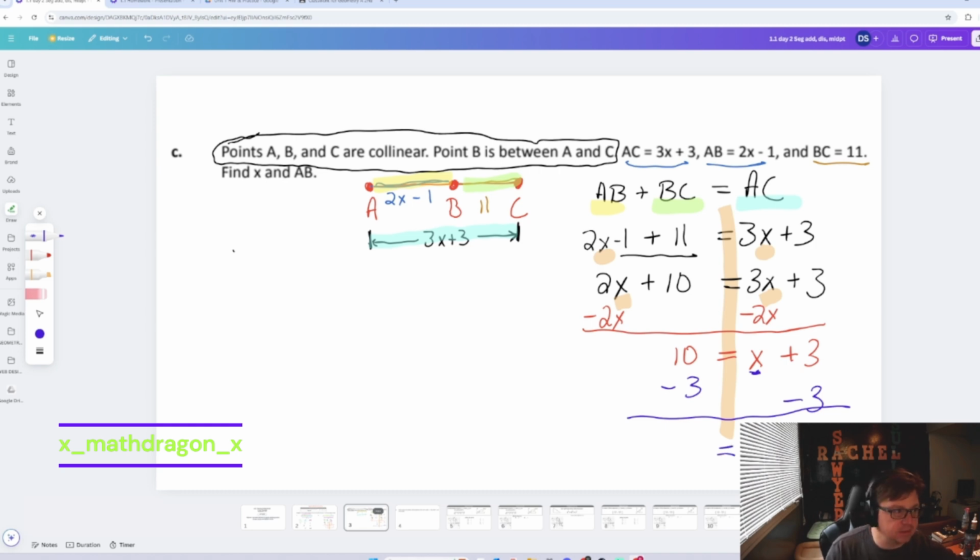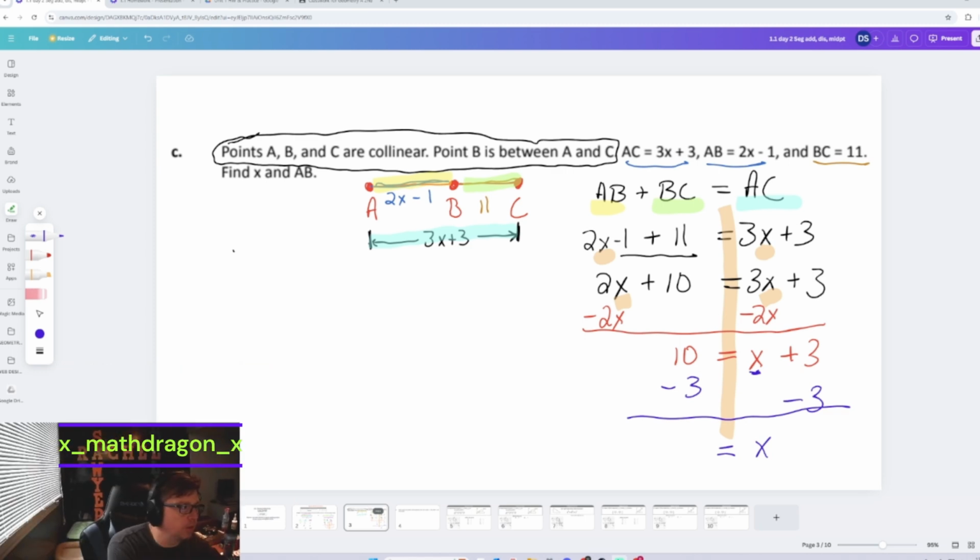And then I'm going to do 10 take away 3, without my face being in the way. I apologize for that. So I'm going to take away 3 from both sides so that x can equal 10 minus 3, which is 7. Now, the question says find x, find x, and AB. And I didn't find AB. So now I better tell what AB actually equals.